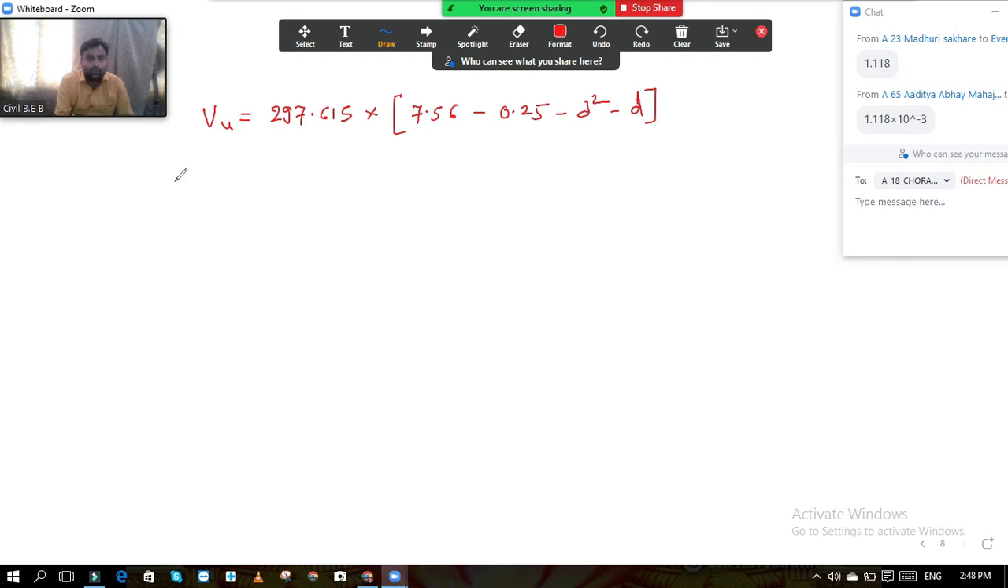Okay, so do the calculation. Therefore VU is equal to 297.615 into, what is the calculation? 7.56 minus 0.25, how much is it? 7.31, I think. Is it right? This is 7.31 minus d square. I will write minus d first and then minus d square, it doesn't matter.